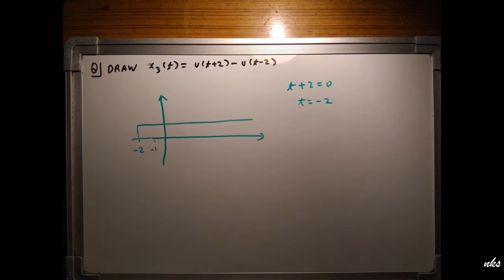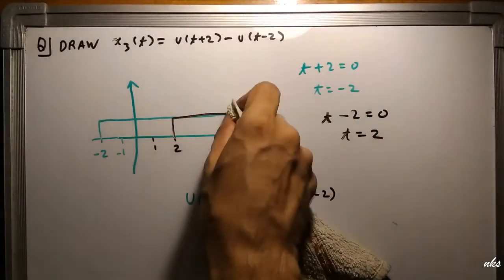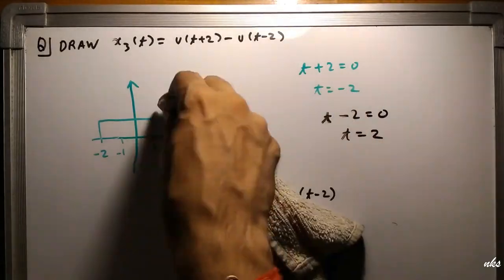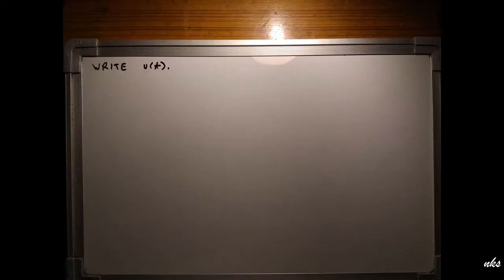Now take the next one, u(t minus 2). Here t is equal to 2. So I will draw another unit step signal from t is equal to 2, as shown on the screen in black color. Now I have to subtract these two. Please concentrate on the screen and see this. When you subtract the u(t minus 2), that is the whole black signal, from the u(t plus 2), that is the whole green signal, what will you get? You will get a rectangular pulse between minus 2 to 2. I hope you get this, okay? See this carefully.